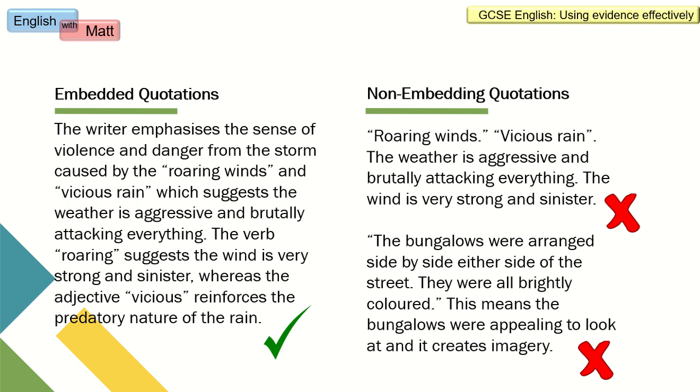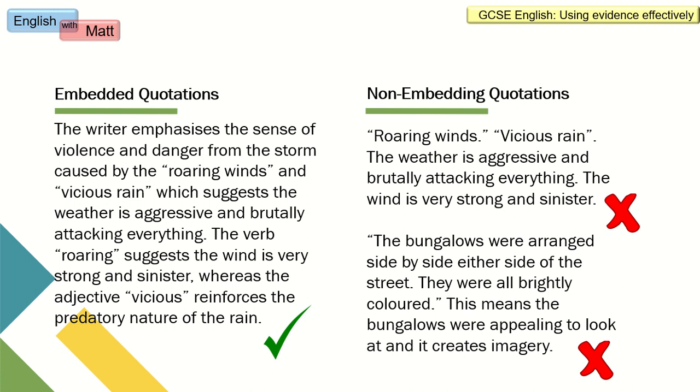That's different to the examples that we see on the right-hand side of this screen, where the quotations are non-embedded. So roaring winds and vicious rain, both are followed by full stops. It's very stop and start. It's not flowing nicely. And the same thing in the bottom example there about the bungalows.